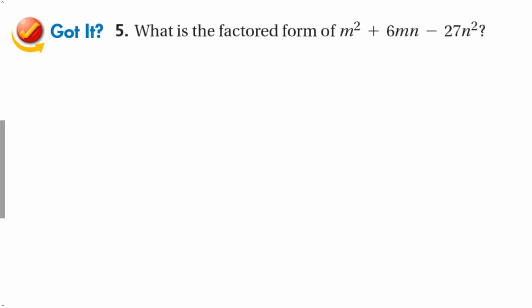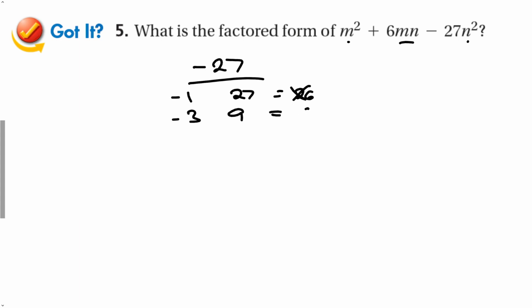Let's try one more problem. Perfect square, one of each, square. So I can factor this. I want to find the factors of negative 27 that combine to give me 6. The signs are different. The bigger number is positive. So negative 1 times a positive 27 is negative 27. When I add them together, I get 26. Negative 3 times 9 is negative 27, and when I add them together, I get a positive 6, and that's what I want. My variables are m and n, so m minus 3n, and m plus 9n.